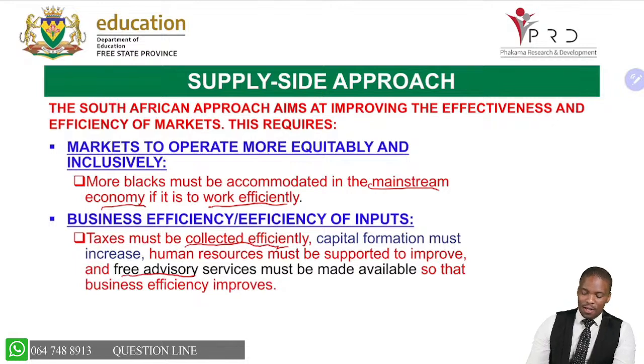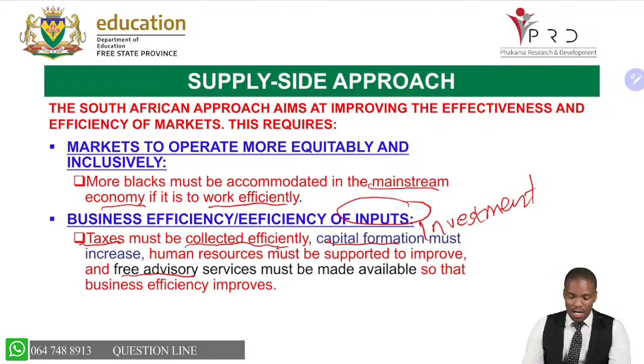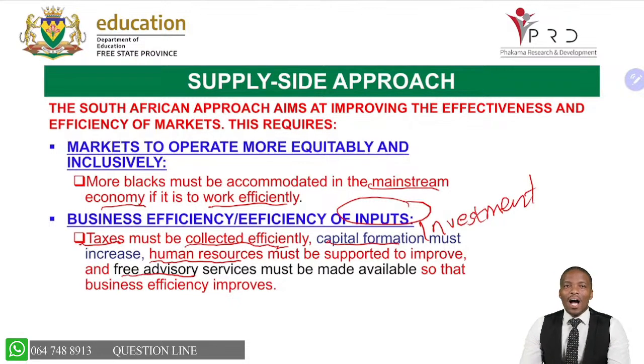So for the business inputs that we are talking about is the issue of taxes, the issue of capital formation. Here we are saying there should be more investment in the country. It should increase. Human resources, here we are talking about labor. How are they supported? They must be upskilled in such a way that productivity can also increase. And productivity is the production of goods and services. When that increases, economic growth takes place.